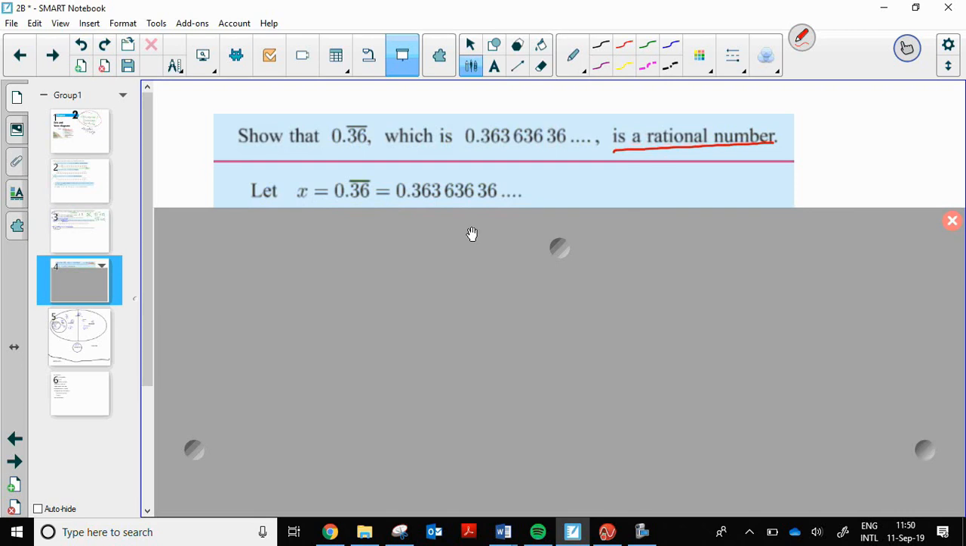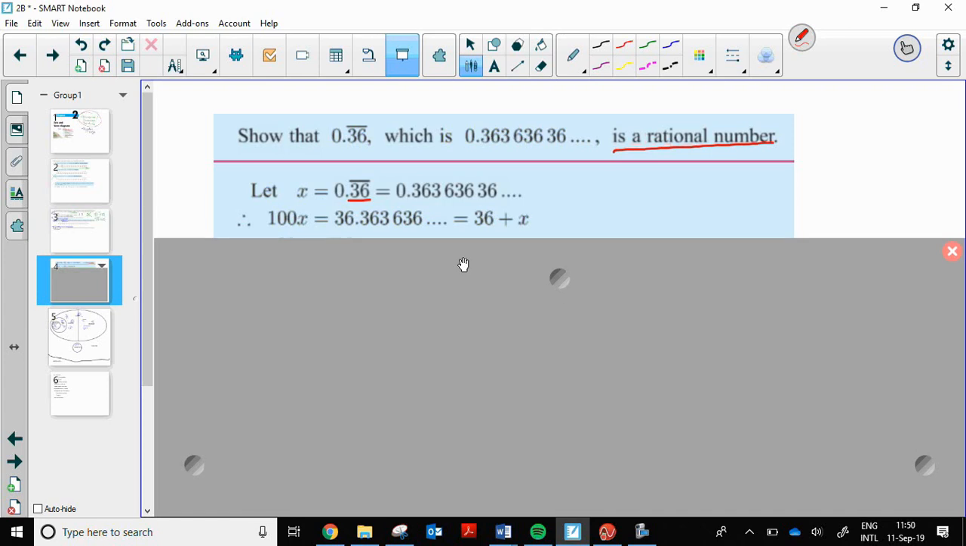Now, there's 2 numbers here that are repeating. So what I want to do is multiply x by 100, because that's 10 to the power of 2. And I think you'll see why in just a moment. So if I multiply x by 100, then 0.36 repeating becomes 36.36 repeating. Oh, that's very interesting. Notice that we could rewrite this as 36 plus that repeating decimal.